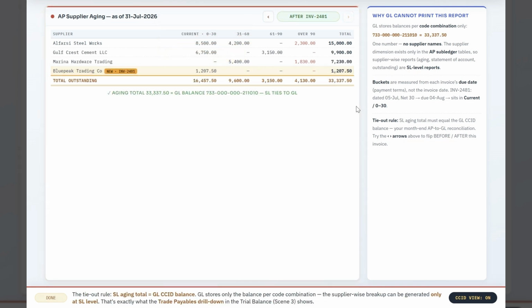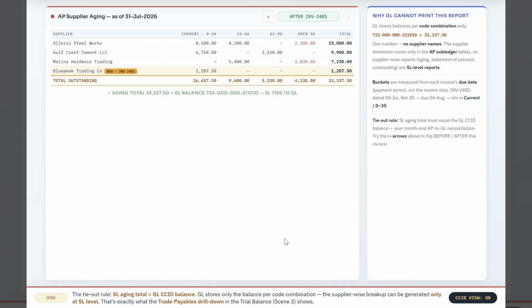And this brings us to the tie out rule, the rule every month end reconciliation is built on. The subledger aging total must equal the GL balance at that code combination. If they don't match, something is posted directly in GL, or accounting is not created, and that's your reconciliation homework.